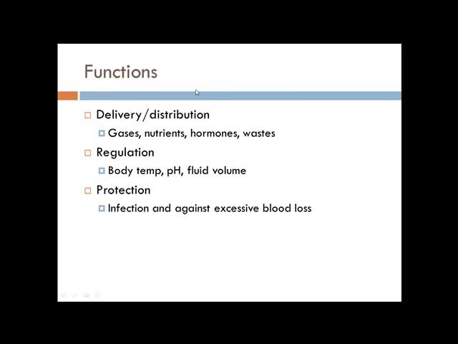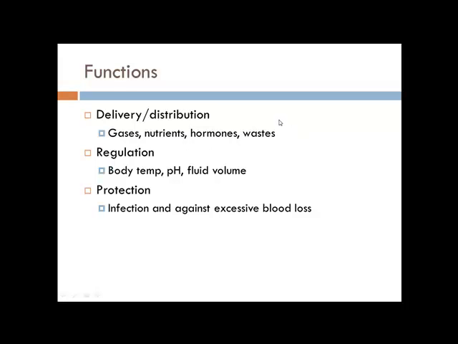What is the function of your blood? What is it here for? Why do we have it? It is going to be a delivery and distribution center. It will be there to help regulate and maintain homeostasis, and it will be there for protection. Delivery and distribution: gases, nutrients, hormones, and waste are all present in your blood.